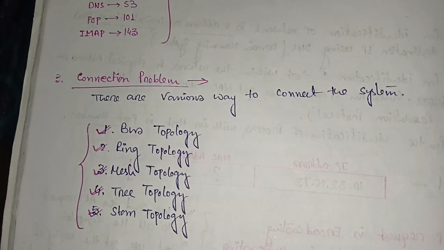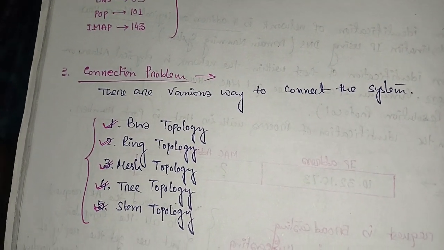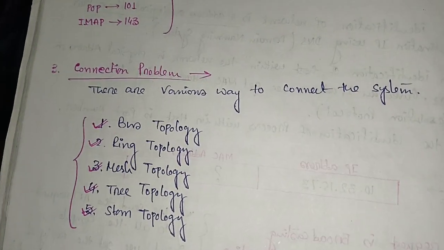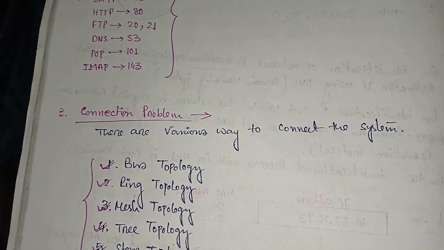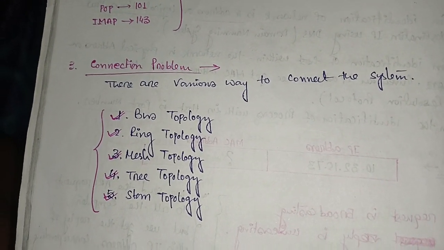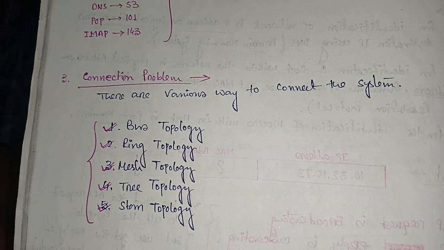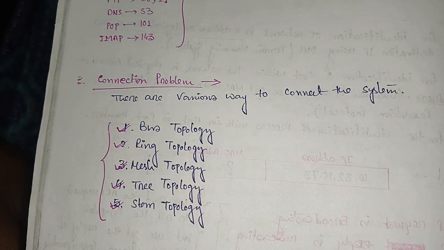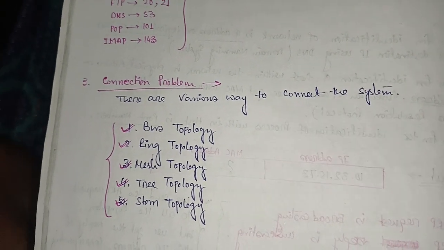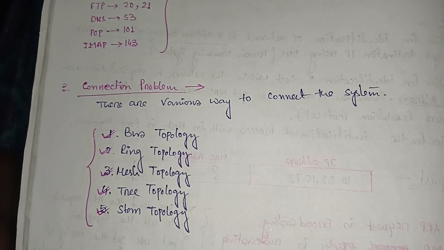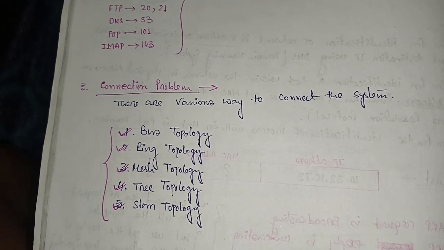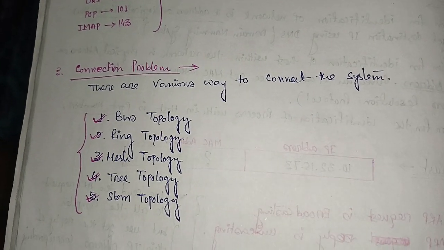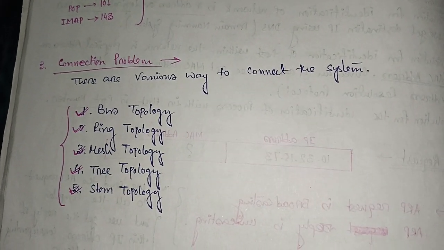The next is the connection problem. For the connection problem, we have various topologies: bus topology, ring topology, mesh topology, tree topology, and star topology. We will discuss them later. So from this we have discussed that there are three problems in networking: the communication problem, the identification problem, and the connection problem.